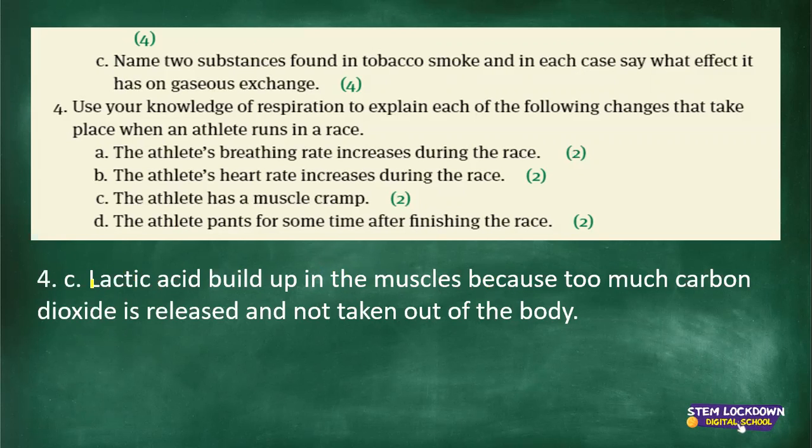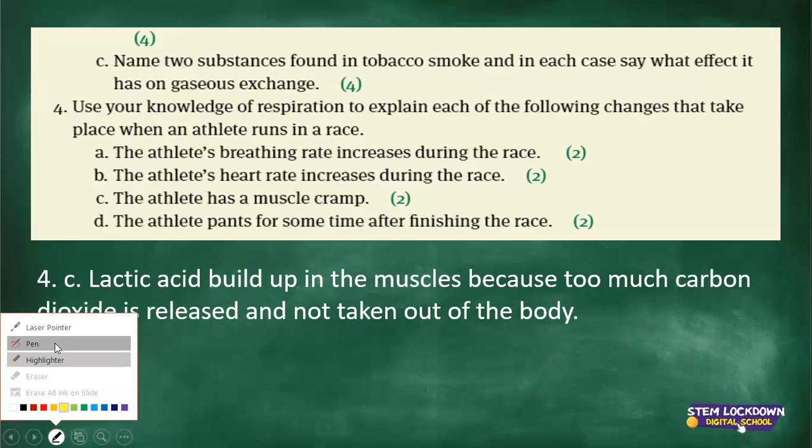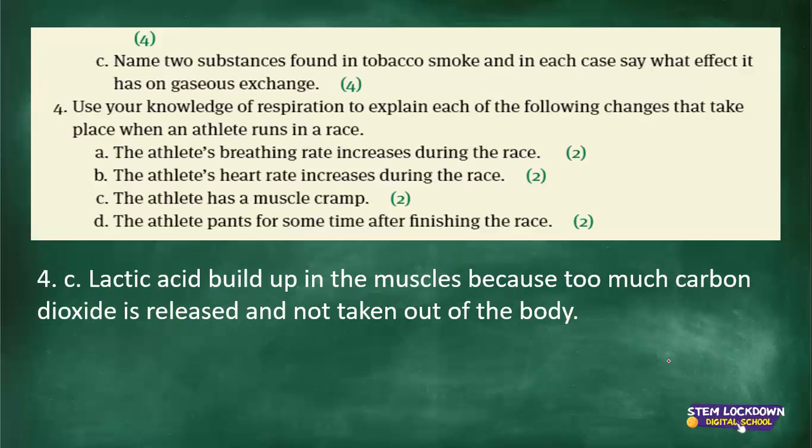As you are running, the lactic acid builds up, particularly during anaerobic respiration, whereby it's occurring without oxygen. So there's lactic acid buildup in the muscles because too much carbon dioxide is released and not taken out of the body. Remember, when too much carbon dioxide is in the body, the blood's pH level will lower. And when the pH level of the blood lowers, that means the acidity of the blood increases. The blood becomes more acidic.